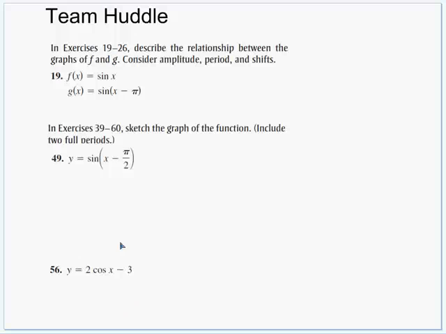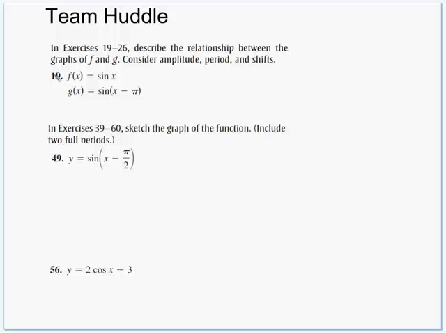3 problems for the huddle. Number 19, just describe the graphs f and g. Consider their amplitude, period, and shift. What's the same, what's different? In number 49 and 56, sketch a graph of the function, include 2 full periods. So pause the video here, try the huddle problems, come back and see how you did.